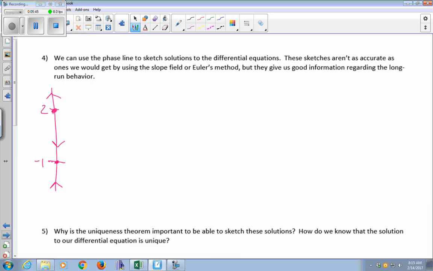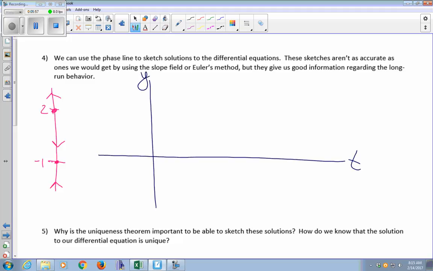All right, so given this little summary of the slopes, I can draw some sketches of the solution to the differential equation. So here's t and y, drawing solutions, y of t, that solve the differential equation. I know I have equilibrium solutions at -1 and 2. Those are horizontal lines at -1 and 2. So I'll draw those in.